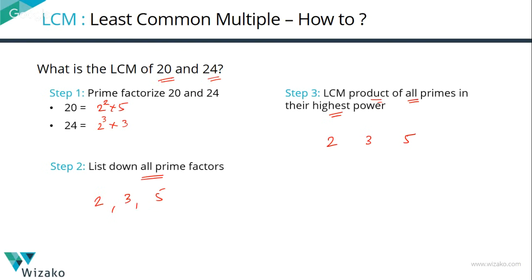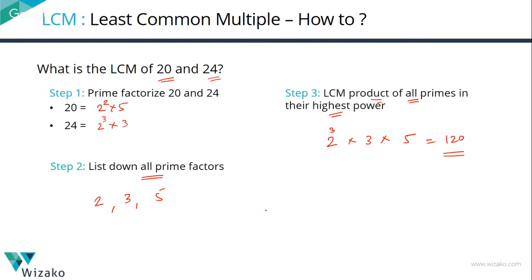What is the highest power of 2 that we see in these numbers? 2 cube. 3 and 5 have appeared only once, so we're just going to go with whatever is available. So 2 cube into 3, which is equal to 8 into 3, 24 into 5. 120 is the LCM of these two numbers, 20 and 24.